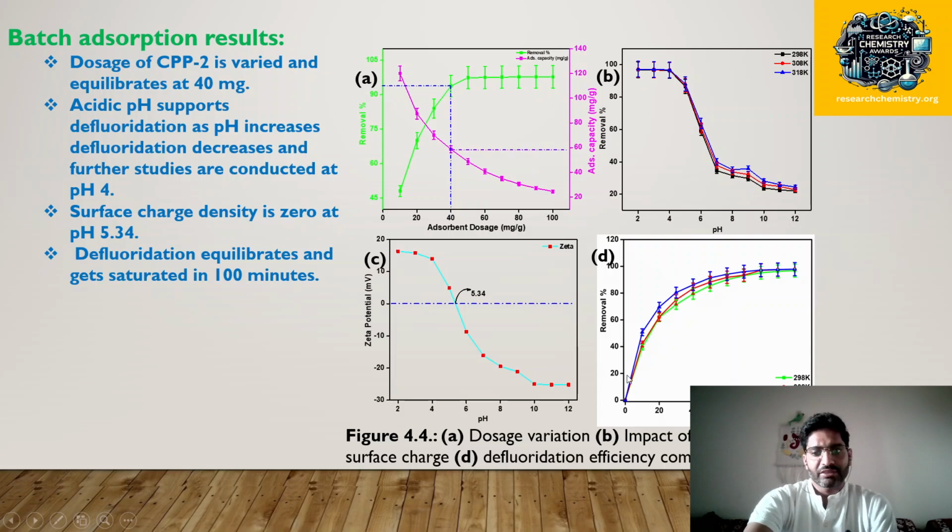Further, time is also one of the major parameters which has been varied, and we have observed that nearly 80% of the fluoride has been defluoridated in the starting 40 minutes, but we have equilibrated to 100 minutes, and at approximately 100 minutes, nearly 97% of the fluoride has been removed. The effect of various temperatures has been observed at 298 Kelvin, 308 Kelvin, and 318 Kelvin.